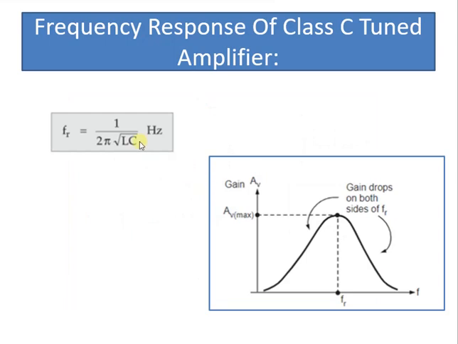As the Class C amplifier is used with a parallel tuned circuit, the output voltage will be maximum at the resonating frequency, which is shown in this frequency response curve. As we can observe from the graph, the gain drops on either side of the resonating frequency, which is represented as FR. As the gain is maximum at the resonating frequency, these amplifiers can be used to amplify only a narrow band of frequencies.